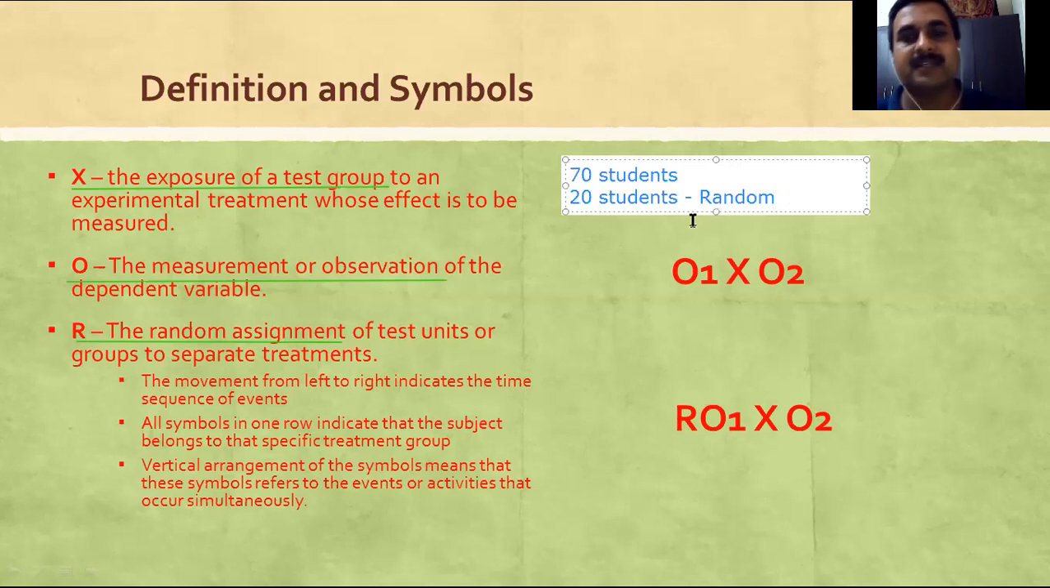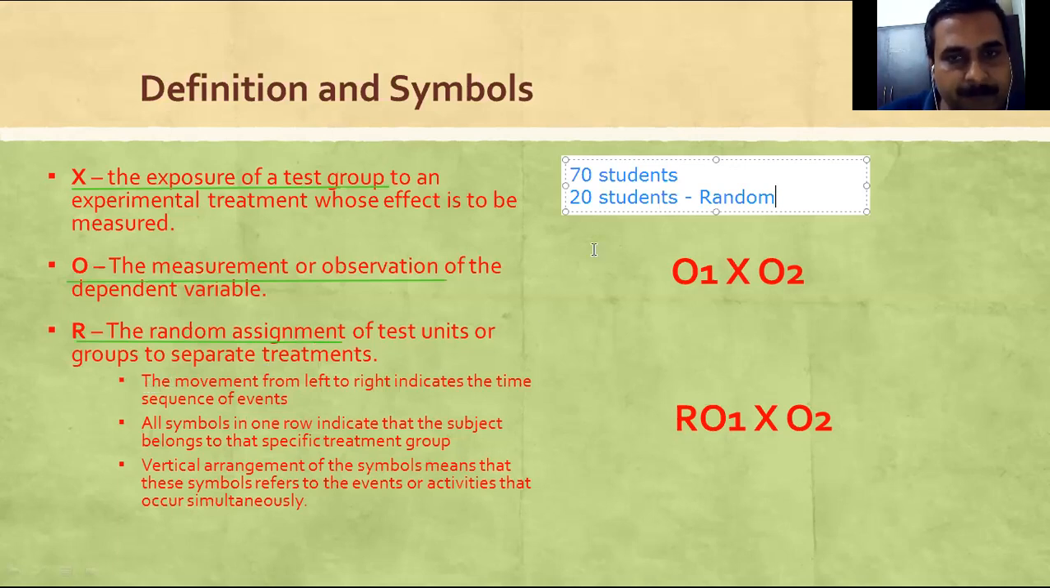This term is going to be used again and again. Why do we usually use random selection? So that bias can be removed from the experiment. So three terms we have used. X is exposure, or you can say treatment. O is observation. R is the random assignment.